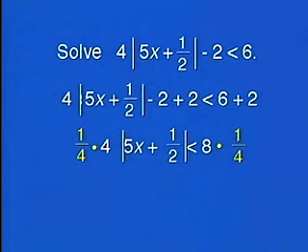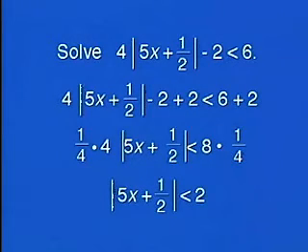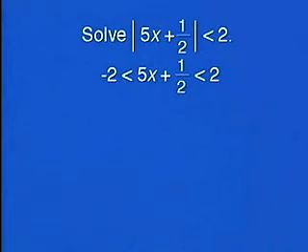This gives us the absolute value of 5x plus 1/2 is less than 2. And we have successfully isolated the absolute value. Now, we can rewrite this as negative 2 is less than 5x plus 1/2 is less than 2. Why don't we pause the tape here and let you try to complete this problem.